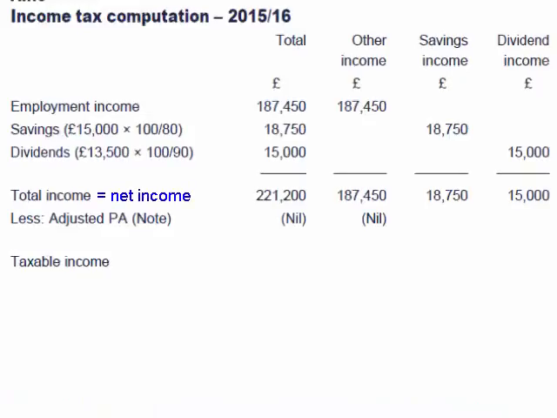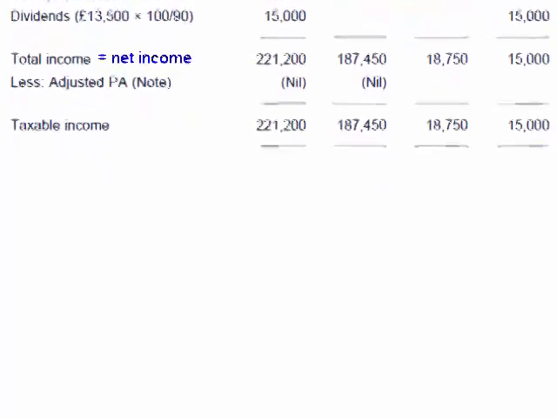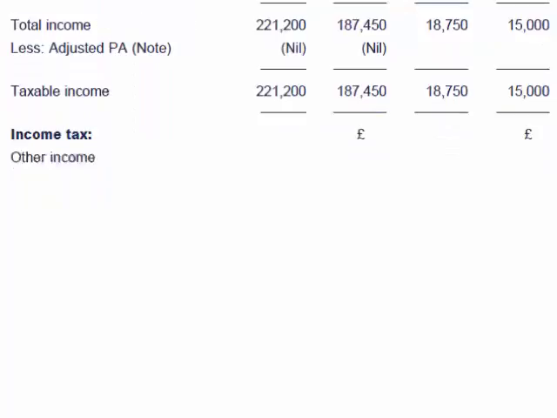So the taxable income is the same as the total income, 221,200, of which 187,450 is other, 18,750 is savings, and 15,000 is dividends. We now need to tax that income. We start with the other income and we start with the basic rate band. The basic rate band is not extended in this question as there is no gross gift aid donations or personal pension contributions, and therefore the normal basic rate band applies.